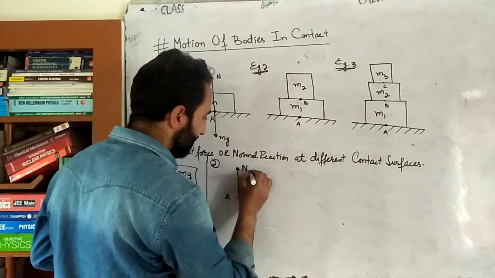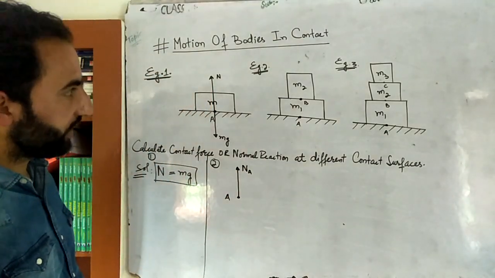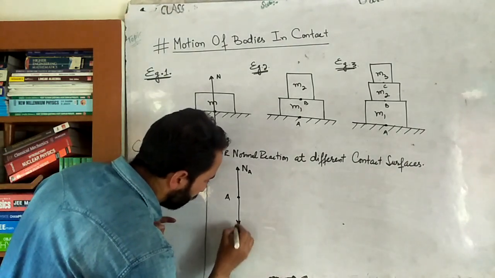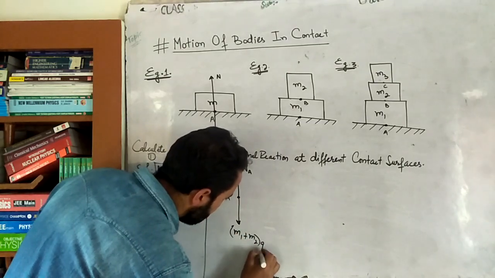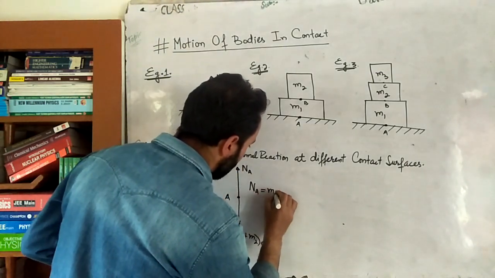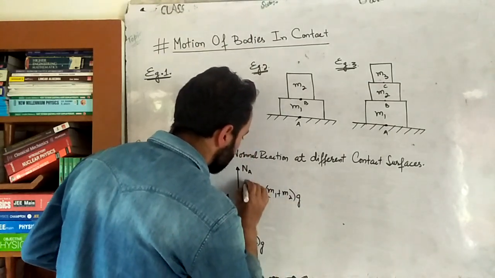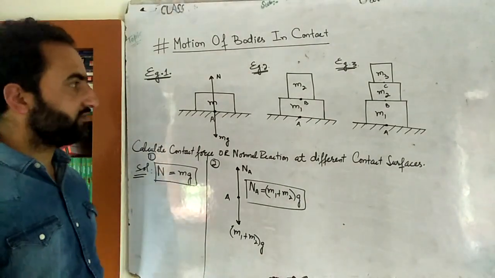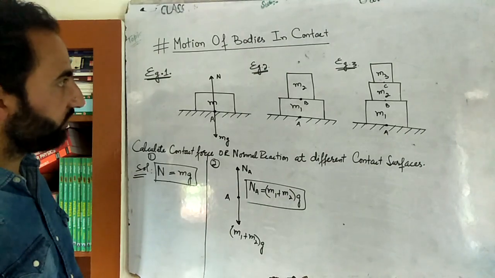That's NA, which implies that at the contact surface A, or at the contact point A, in the downward direction there is weight, and this weight is because of both masses. So m1 plus m2 multiplied by g, which implies that the normal reaction at A is simply equal to m1 plus m2 multiplied by g. That's it. Because the entire system is at rest, net force must be equal to 0, so force in the upward direction must be equal to force in the downward direction.